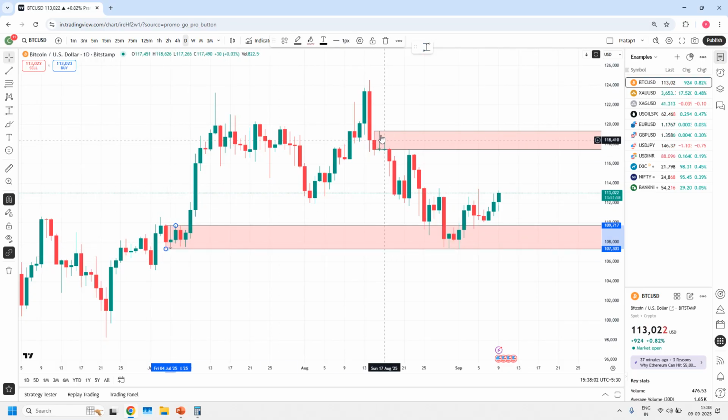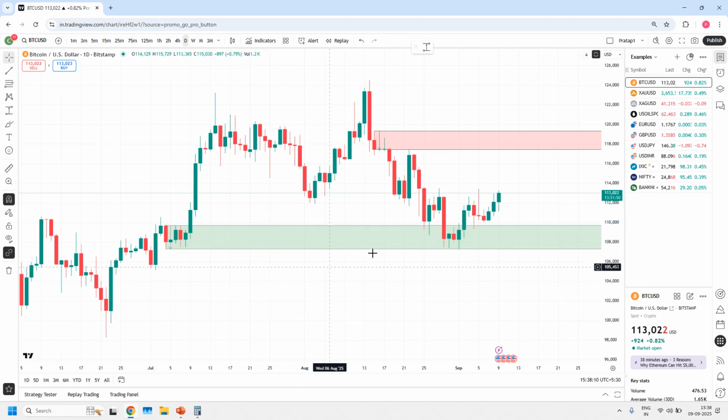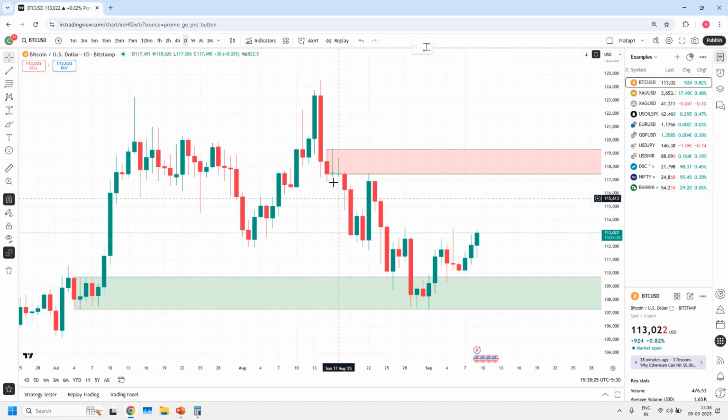Generally, supply zone will be represented with red color, demand zone will be represented with green color. I already created shortcuts. How to create shortcuts I already explained in lesson 9.1 video. That's why I'm recommending all of you complete lesson 9.1, then get into this video. That's why I'm not explaining how I am drawing these zones.